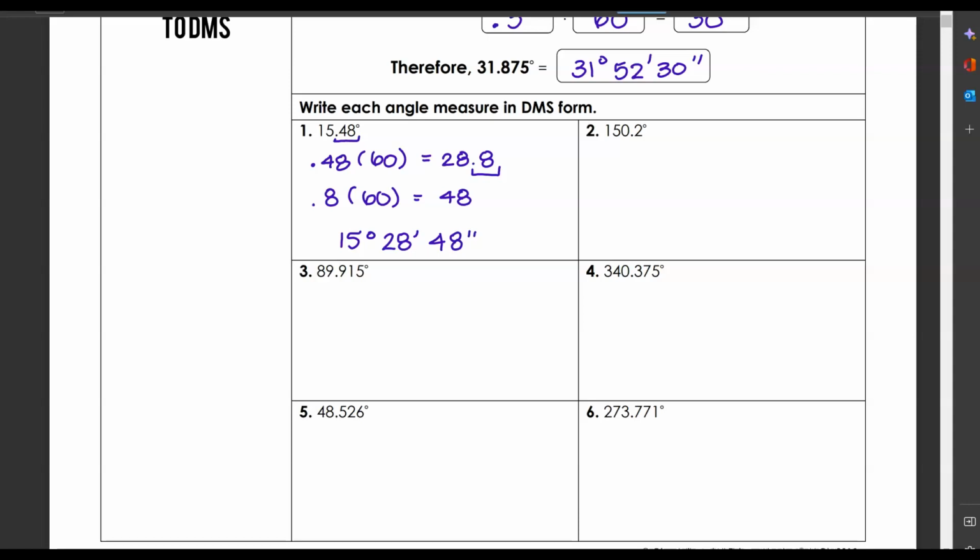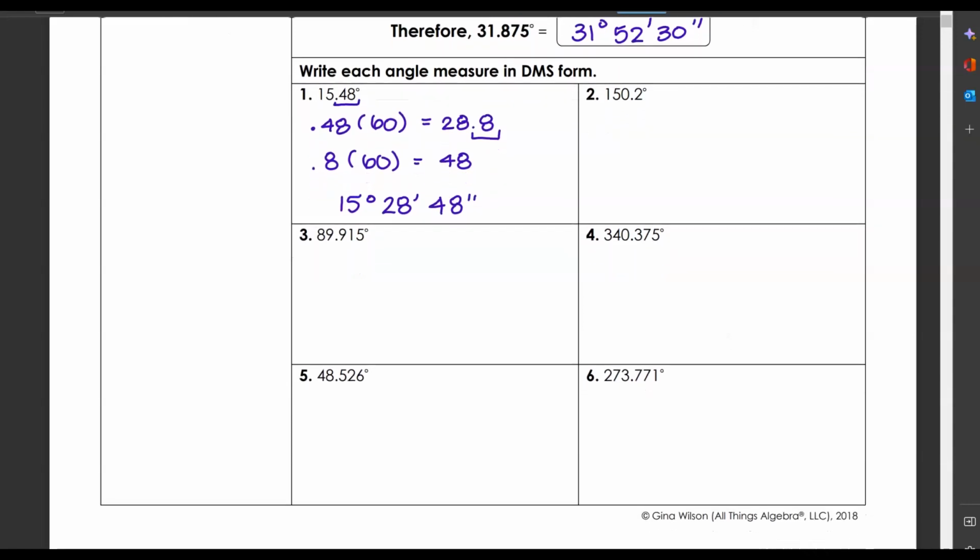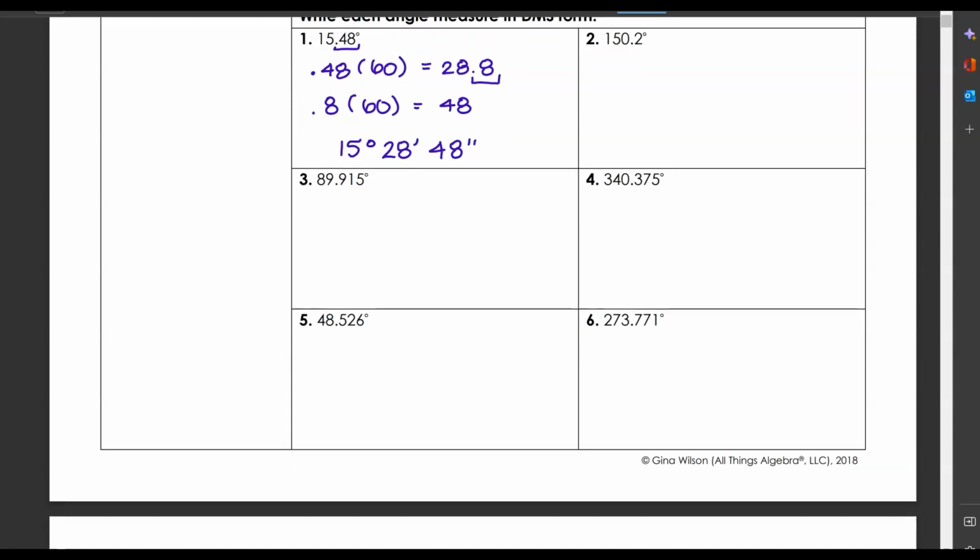All right. Let's try another one. Why don't we try number 5 here? I'm going to have you try 2 through 4 on your own. So let's try number 5 here. We have 48.526. We're going to take the decimals, so we're going to put 0.526, and we're going to take that multiplied by 60 to get our minutes. When we multiply that across, we end up with 31.56.